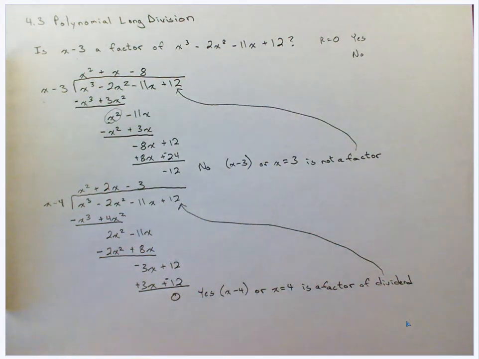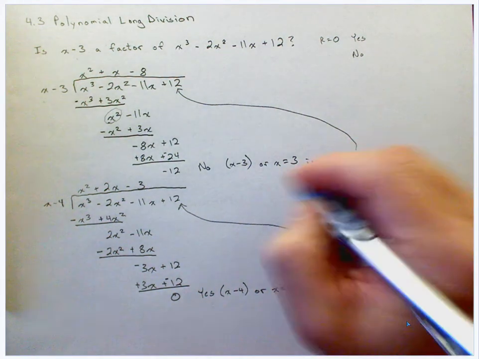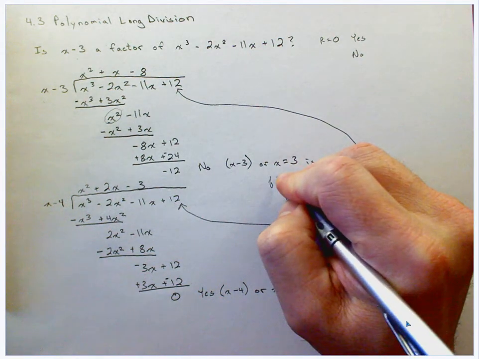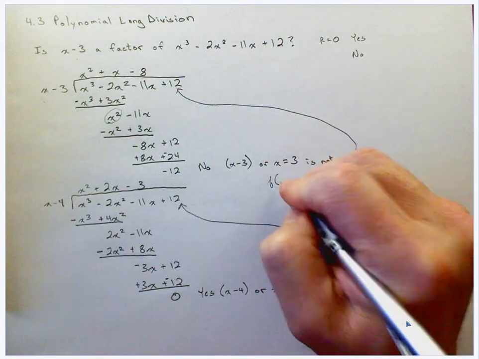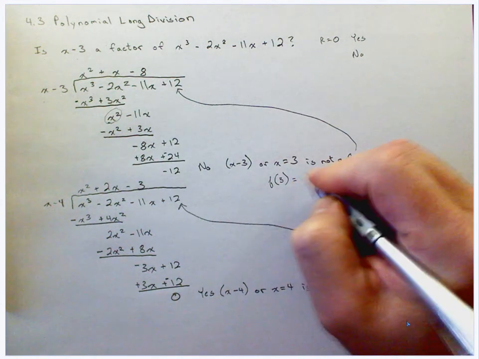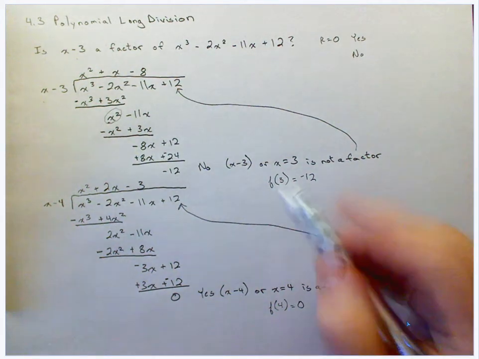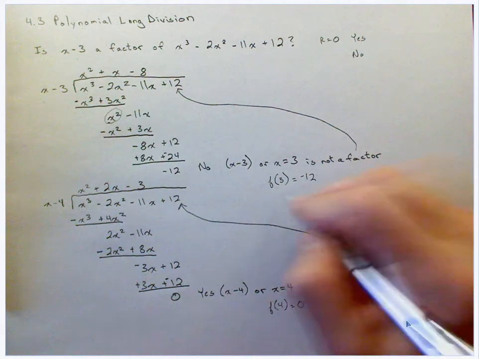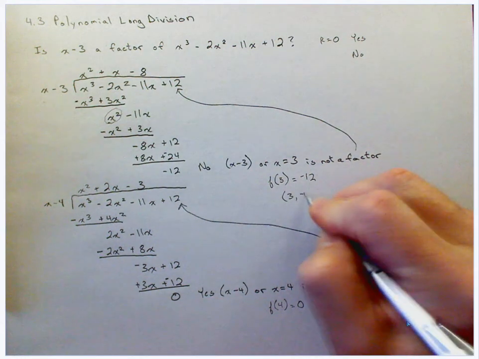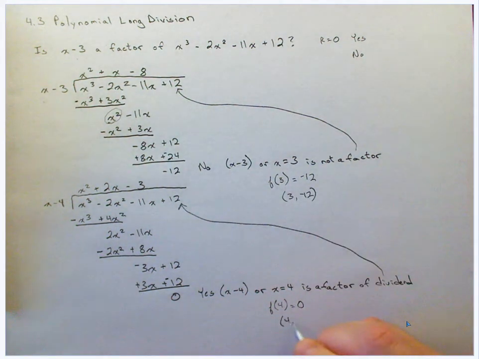I'll go ahead and show you this because we will build upon it. So whenever f of 3, we plugged in a 3, negative 12. For this one, f of 4 equals 0. Remember, this is how I can just turn around and write my x and y. That's just 3, negative 12, and this is 4, comma 0.